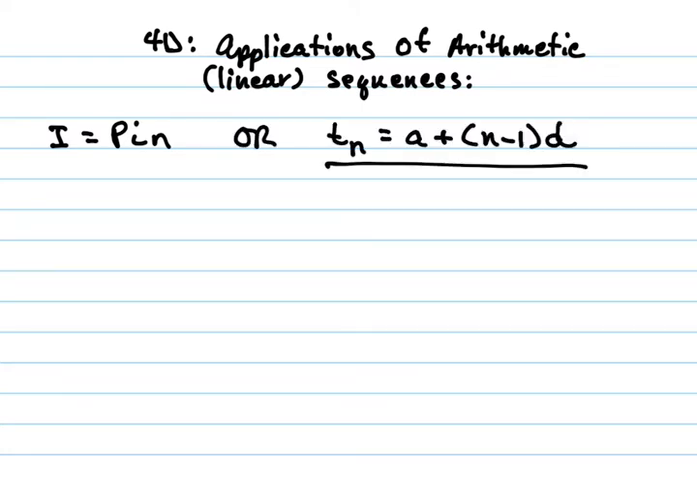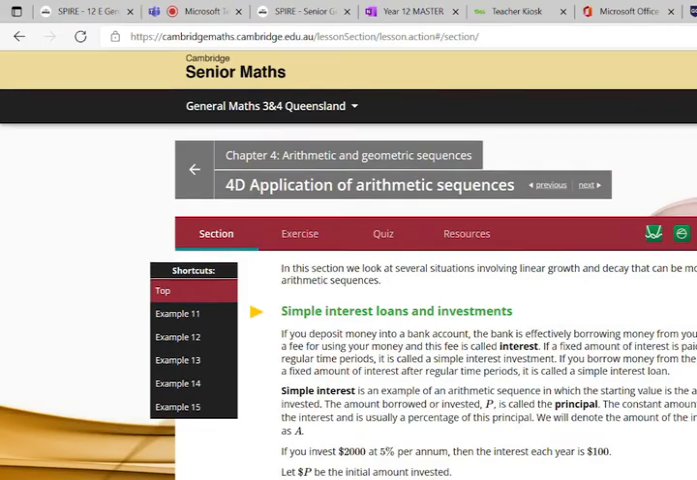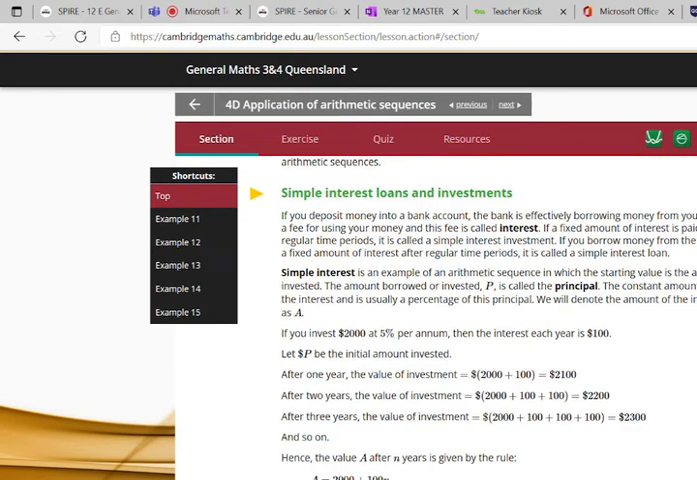So we'll just go to the book and look at a few examples of these so you can see where all of these pieces are coming from. We'll define them as we go and look at the steps. Okay. So the first one is using simple interest loans and investments.